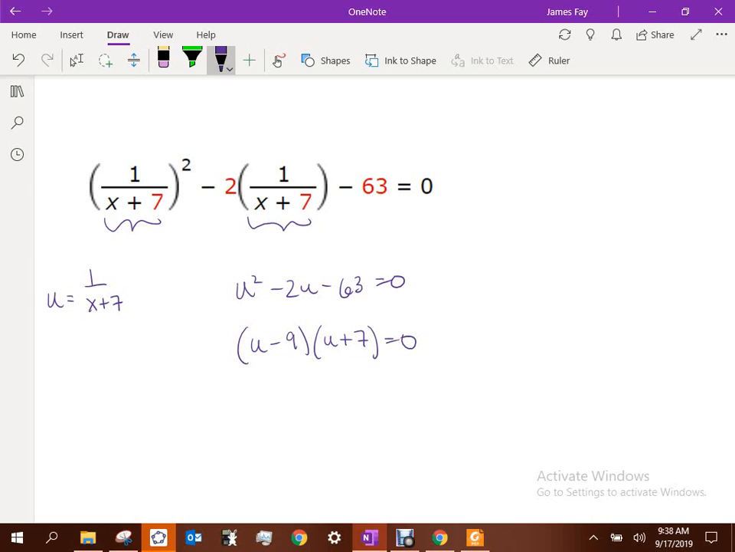That makes sense? So now I solve those for u, so I get u equals 9 and u equals negative 7. But what was u? 1 over x plus 7.